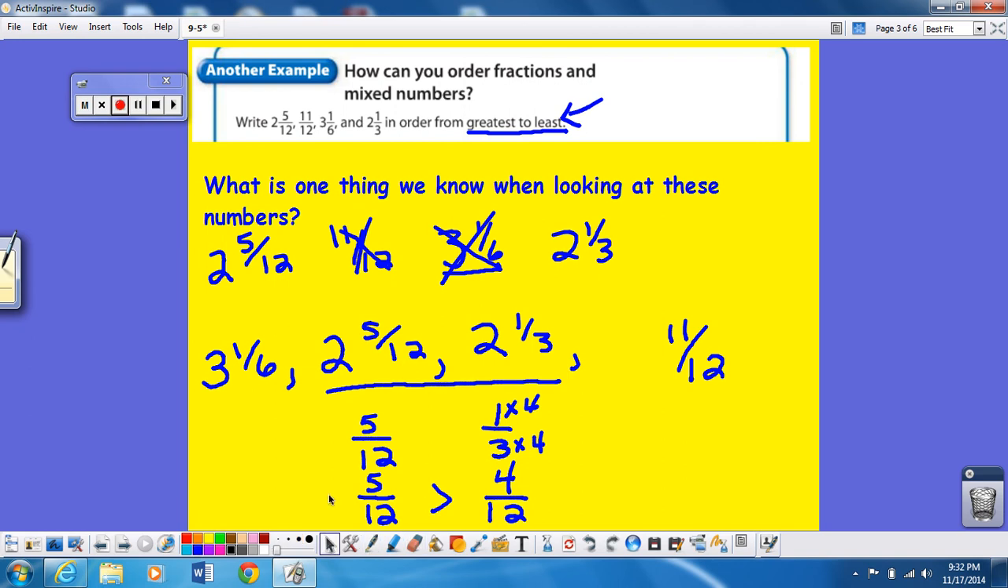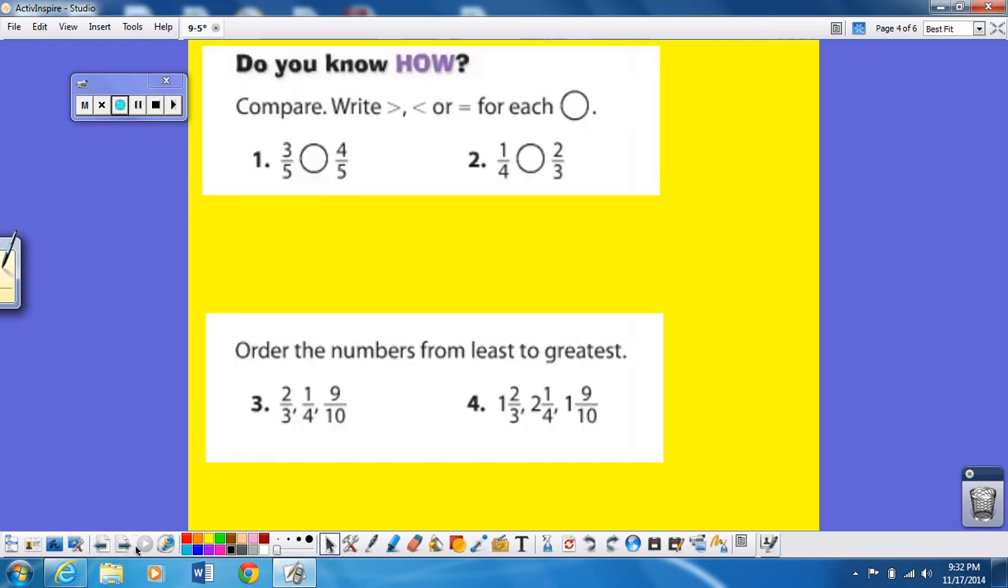Okay, so a couple different ways you can do this. A lot of times with fractions you want to use common sense. Go with what you know. You know that this 3 whole number is larger than any other whole number up here. You also know that 11/12 doesn't have a whole number, so it's going to be the smallest number that you see here.